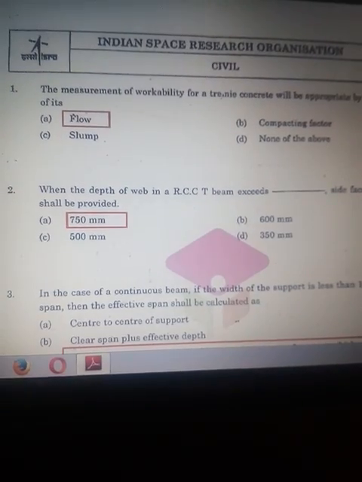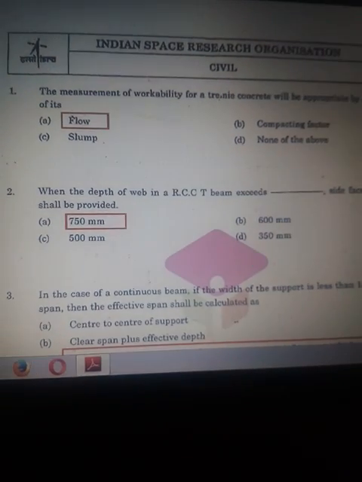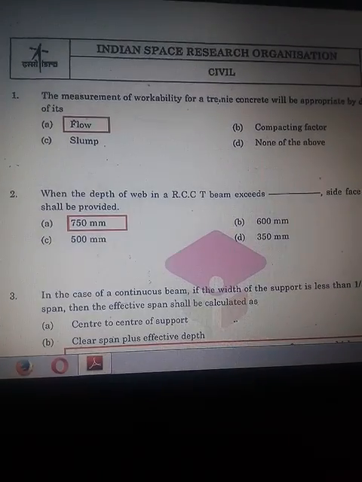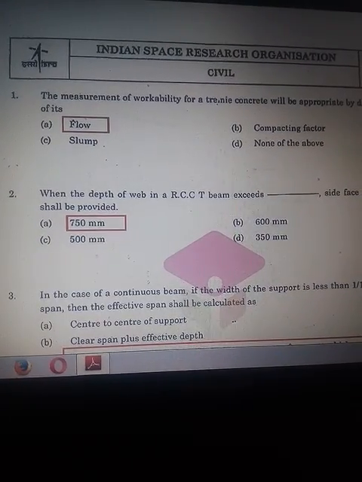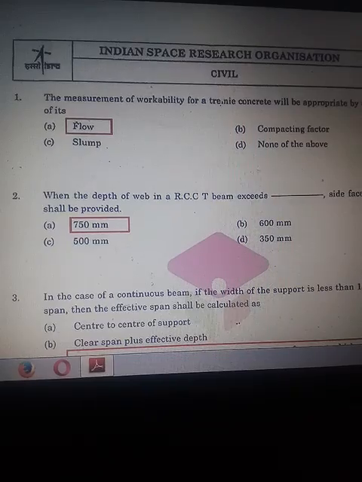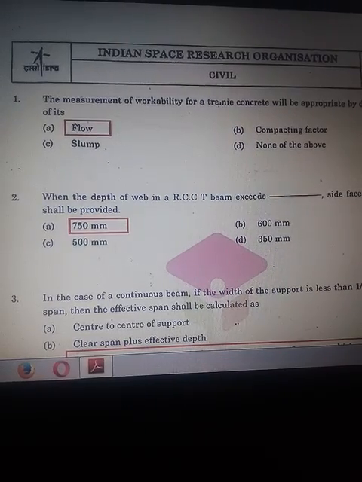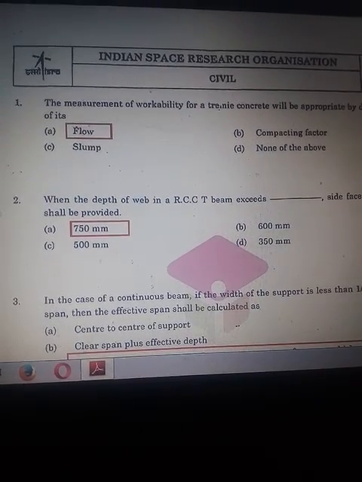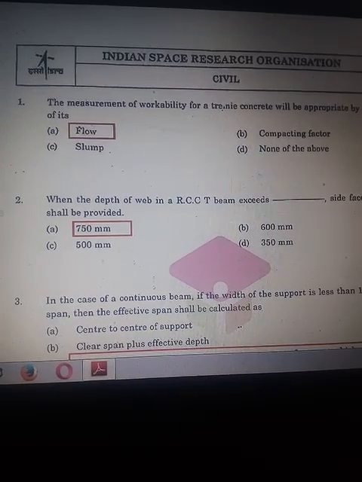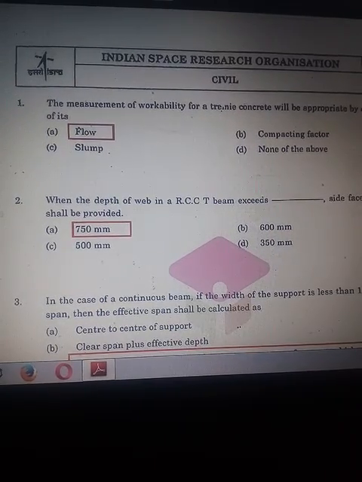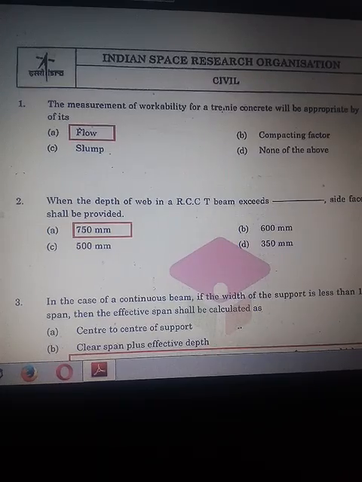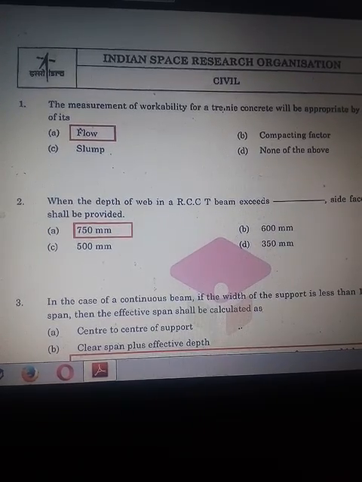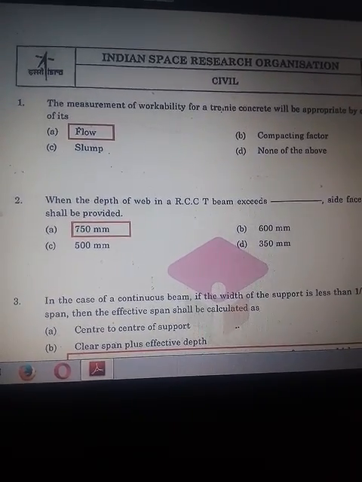The measurement of workability for a tuning concrete will be appropriate by determination of its flow, slump, compacting factor, none of these. So actually the measurement of workability for a tuning concrete will be flow. So the right answer of this question will be A.